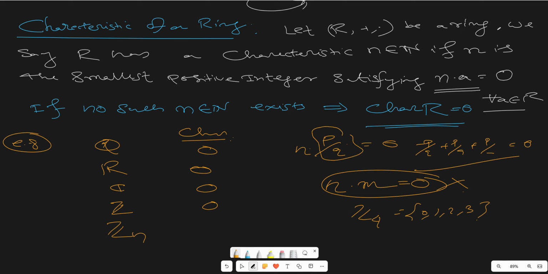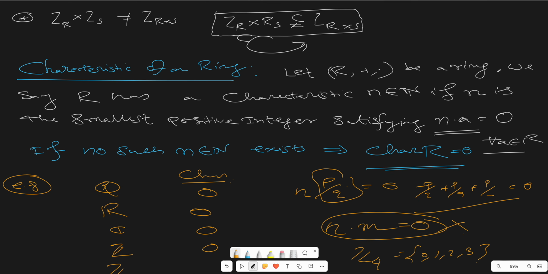This is such that all the elements will be 0. Suppose if you have any n and any a, this will give you 0 for every a inside the ring R, ring Z4. So if you take n to be 4, 4 into 0, this is 0.